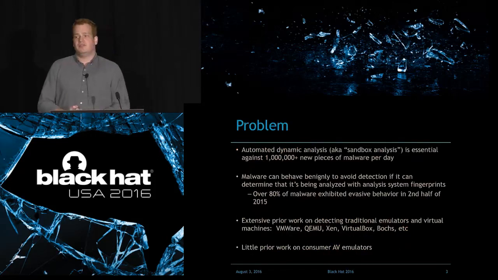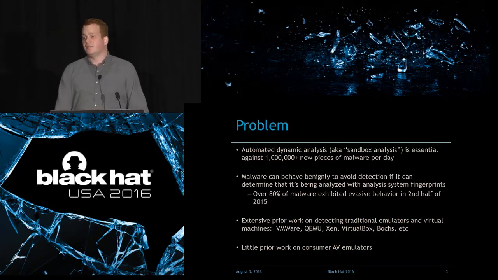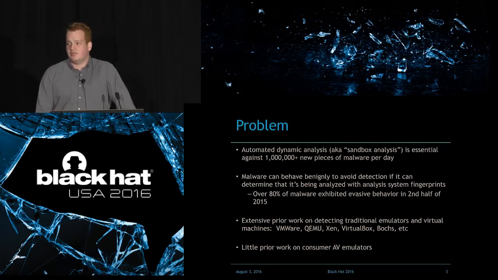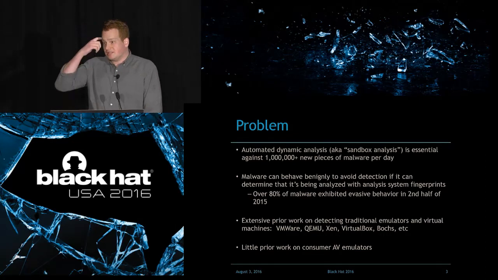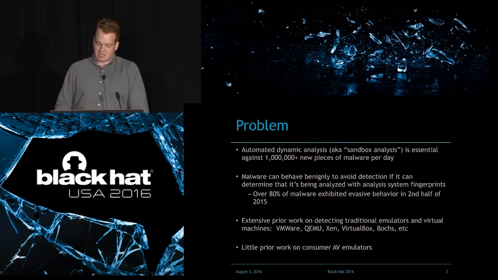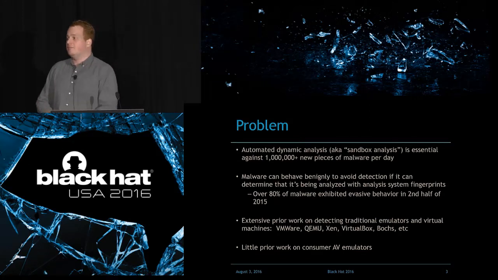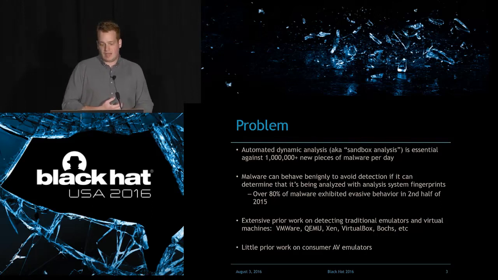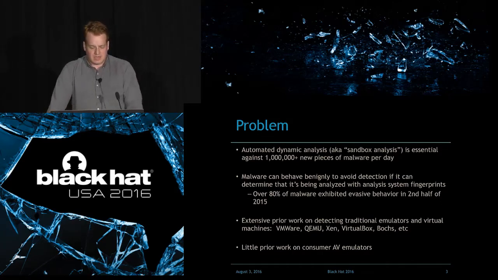So the problem. In the face of 1 million+ new malware samples a day, static signature-based malware detection is just dead. In response, AV and the anti-malware industry has turned to dynamic analysis, actually running binaries in these emulated environments and then seeing how they behave if they drop malware or they do heuristically malicious actions. The problem with this is that malware that can detect that it's running in an emulator, in a VM, can then behave benignly and try to avoid detection. It does that by finding what we call fingerprints of these systems. And over 80% of malware in the second half of 2015 exhibited evasive behavior.